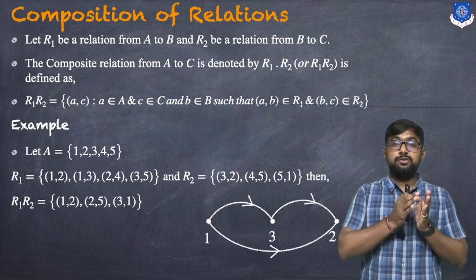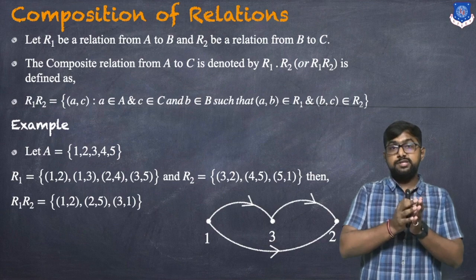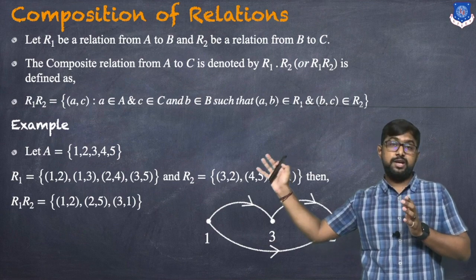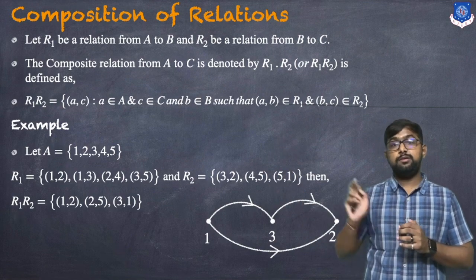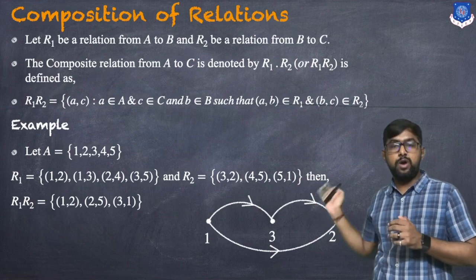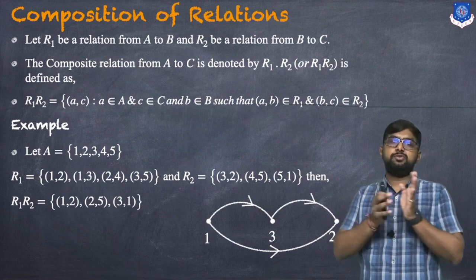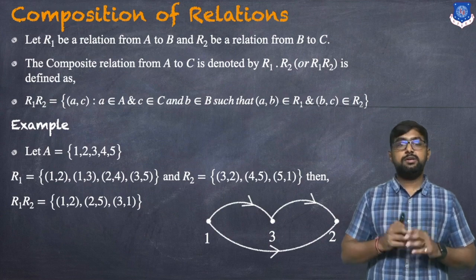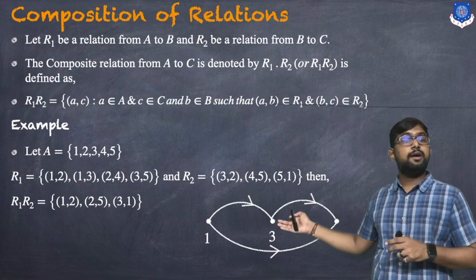Now in the same manner, consider (3,5). So 3 is related to 5. Now in R2, check 5 is related to which point? You can see that 5 is related to 1. So (3,5) and (5,1) give the (3,1) pair. So that's it, (3,1). This is how you can calculate R1 R2.